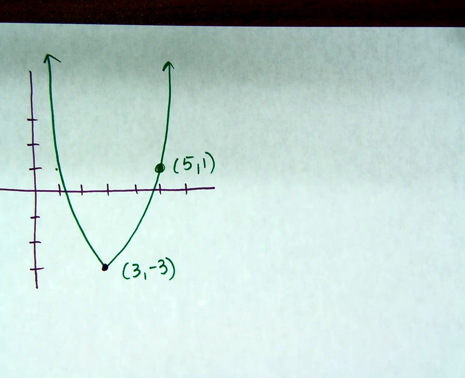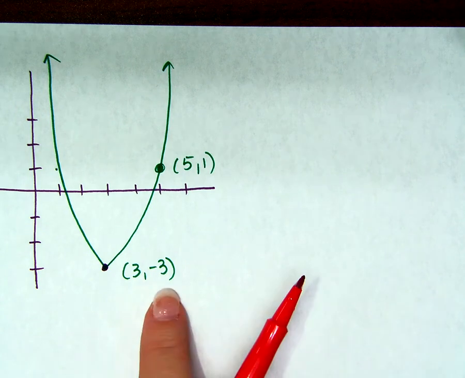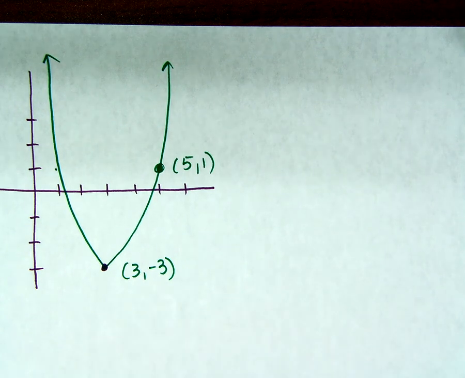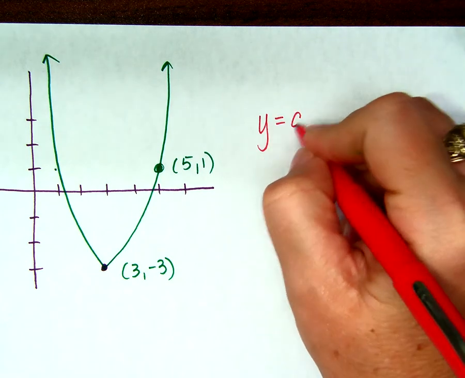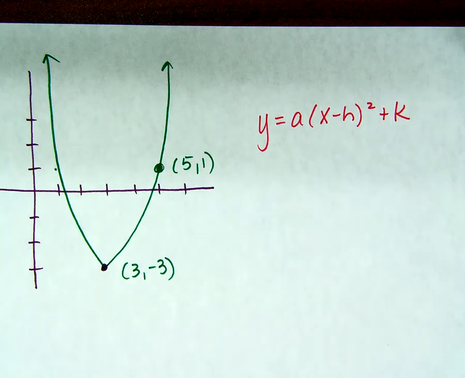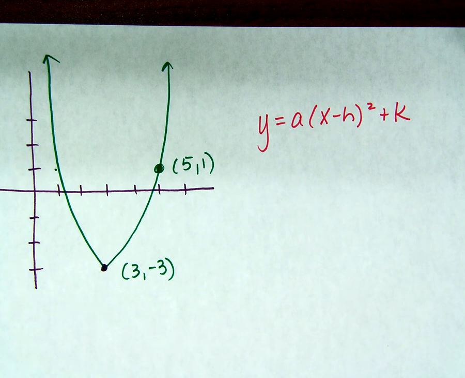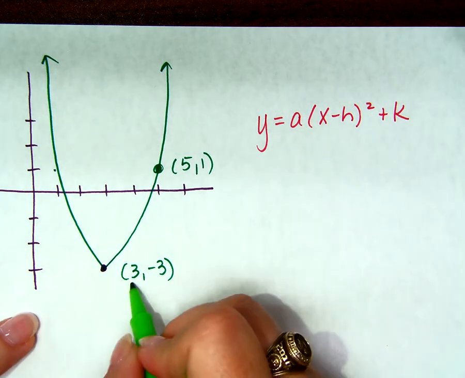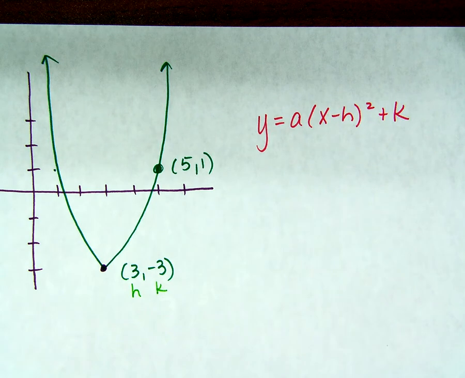Is there any formula that I know that helps me if I know the vertex? How about vertex form? y equals a times (x minus h) squared plus k. In order to be able to write the equation of this parabola, what do I need? h and k. Do I have h and k? I do. Here's my vertex. There's h and k. And what else do I need? a.